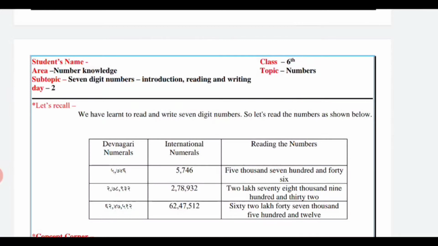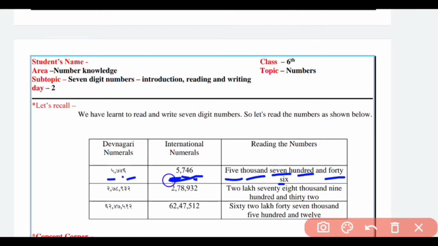So we can see that the first number in Devanagari numerals is 5, 7, 4, 6. In international numerals it is written as 5, 7, 4, 6. Now how to read it? We start from the first digit, which is at thousands place. So it is 5000. Then the next digit is 7, which is at hundreds place, so it is 700. The last two digits 4 and 6 can be read as 46. In this way the full number can be read as 5746.